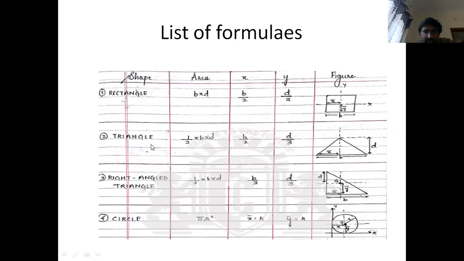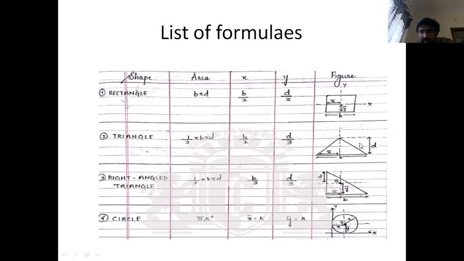The next one is a triangle. What is the area of the triangle? The area of the triangle will be half into base into height, where base will be b and height will be d. What is the x distance? Right now this one is also in the first quadrant. All the figures we are keeping in the first quadrant. Here is one vertical axis, and with reference to the base we have a horizontal axis. With reference to the vertical axis, my horizontal centroidal distance will be b by 2. This is total width b, and half of that distance will be b by 2. That will be your x bar.